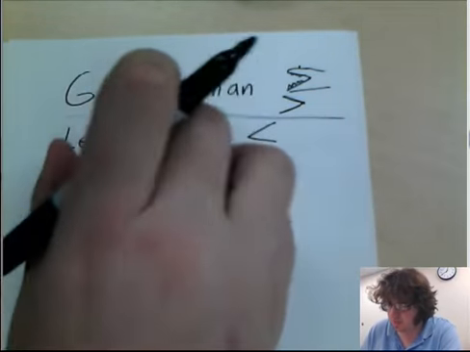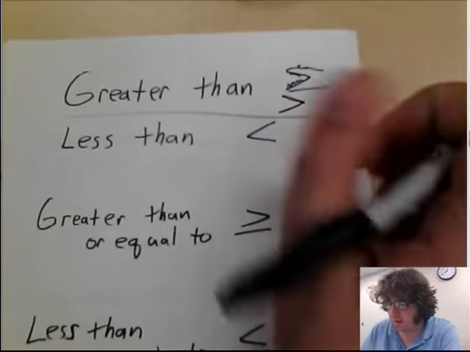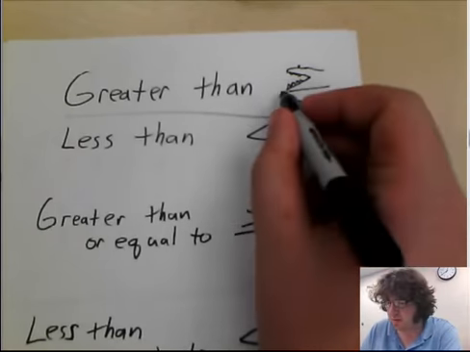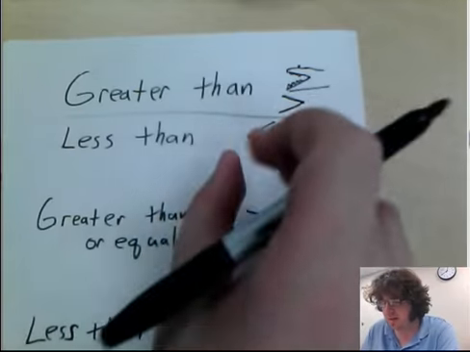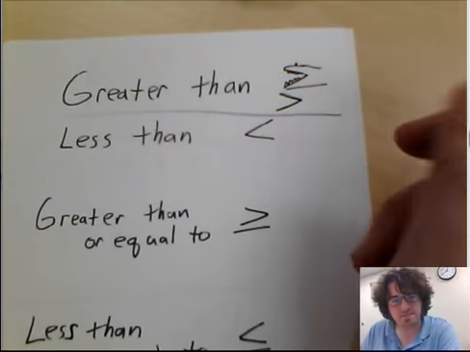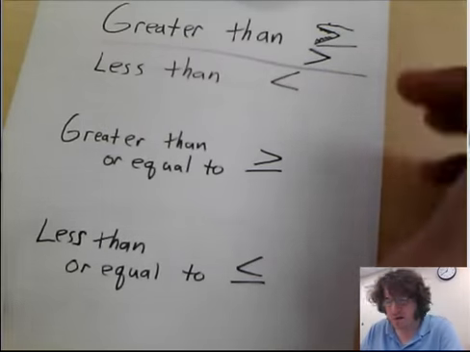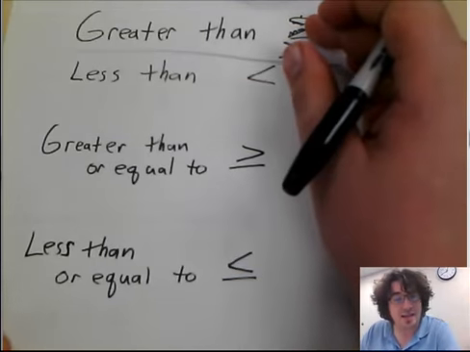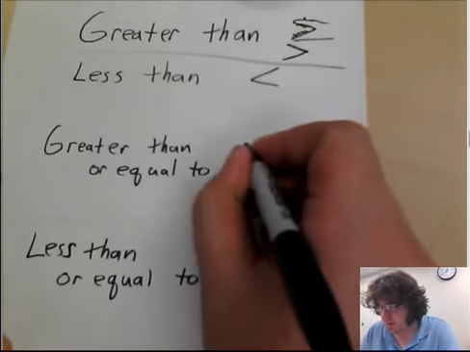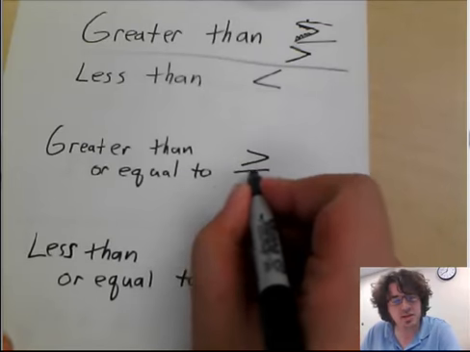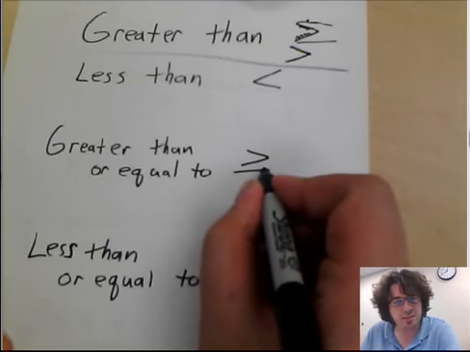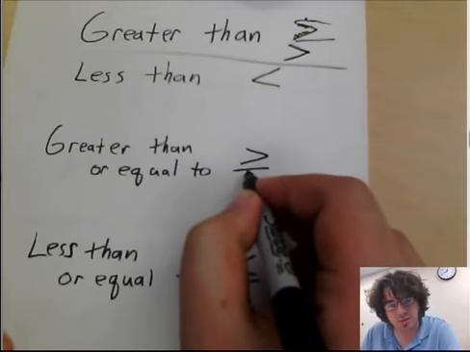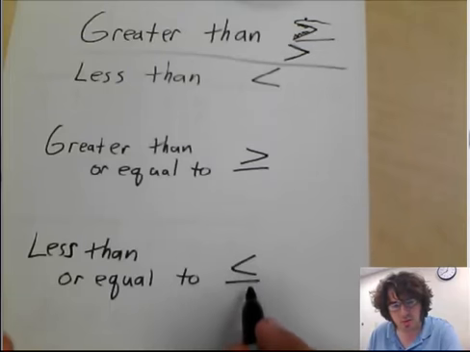If the first number is less than the other number, he's going to be aiming to the biggest number. So if it's greater than, it's aiming to. If it's less than, it's aiming away. Now, if we remember these two, then for the bottom two, all we do is add on an equal sign. So we have the greater than sign, and then we just have the bottom of the equal sign. We have one of the two lines there. And this says it's greater than or equal to. It's less than or equal to.